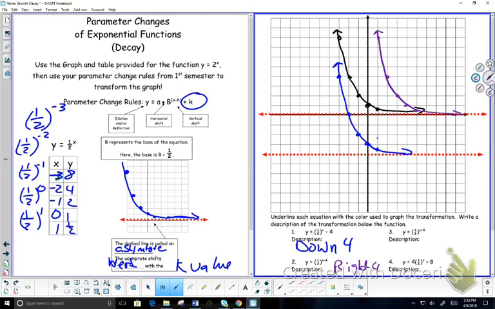What about the third one? 1/2 to the x plus 4. Inside or outside? It's on the inside. It's going to go left 4. So go back to your parent and go left 4. Will my horizontal asymptote change? No. So I can draw based upon the one that's already there.